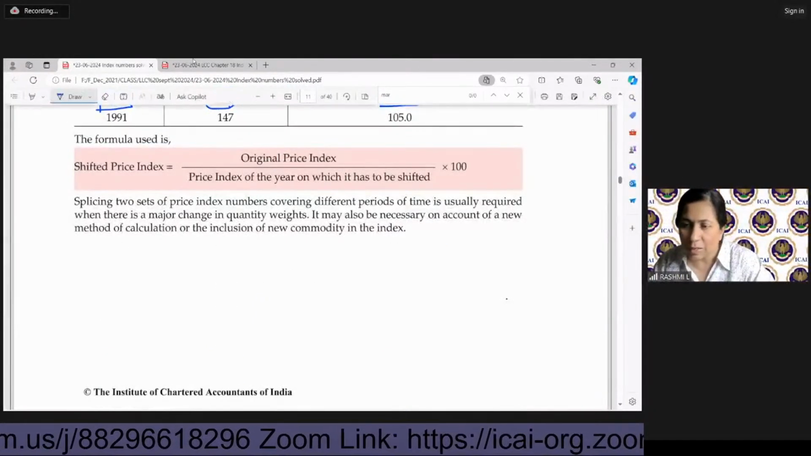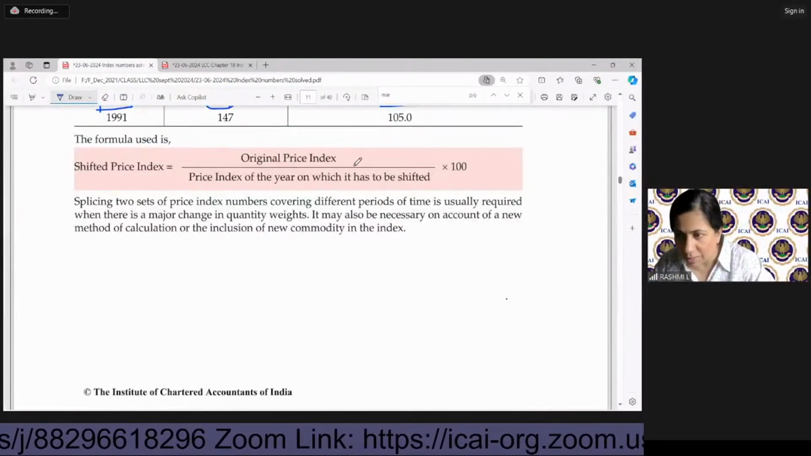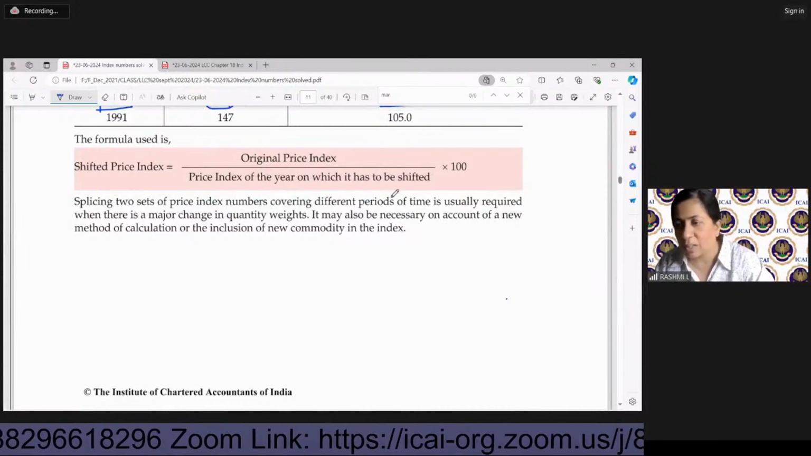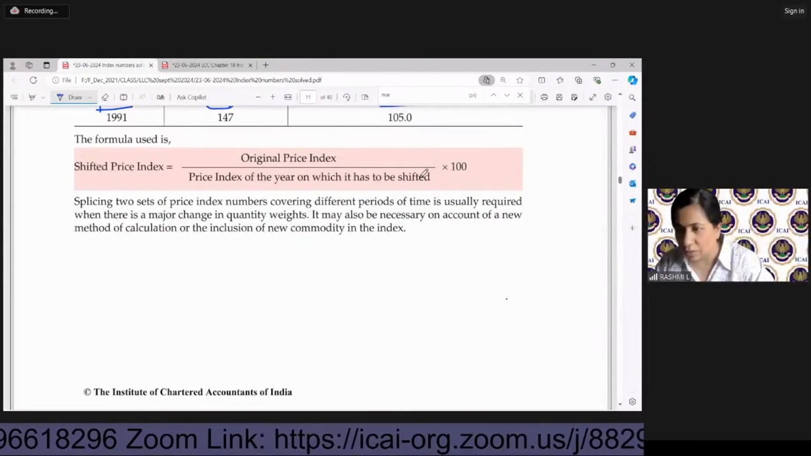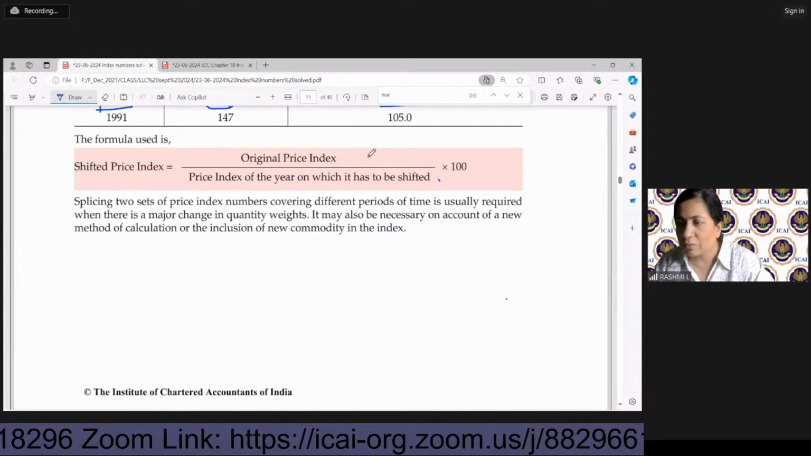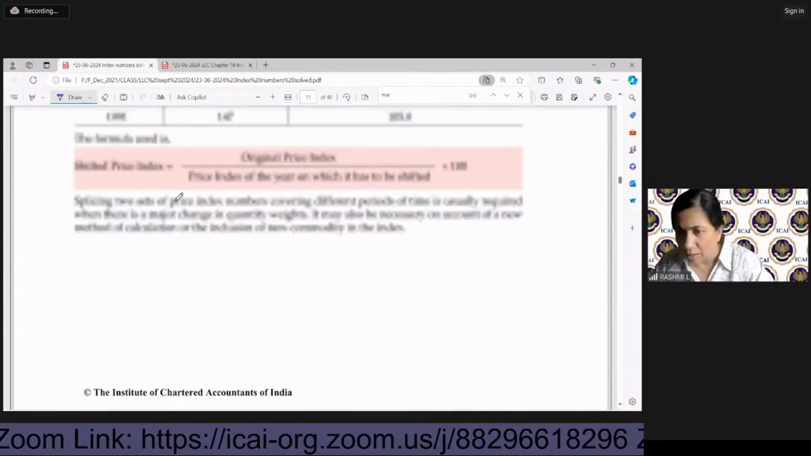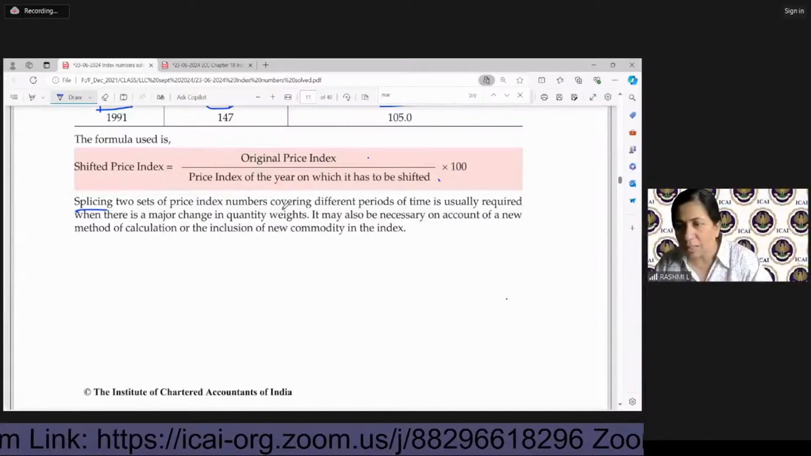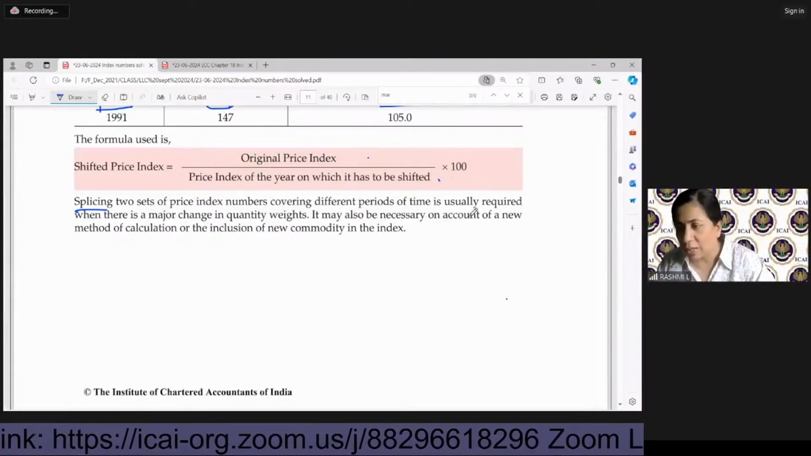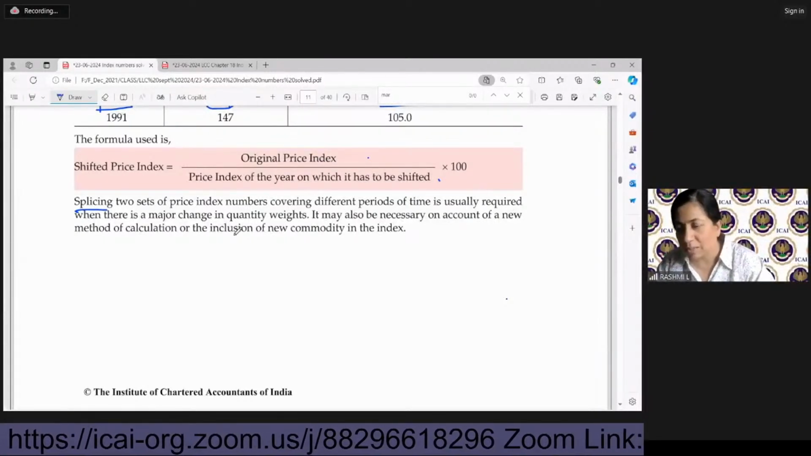So shifted price index is nothing but the original price index upon the price index of the year on which it has been shifted. Okay, so in this case, this is 140, and in this case, this is 100, 100 upon 140. Then we are talking about splicing, covering different periods of time, usually required when there is a major change.